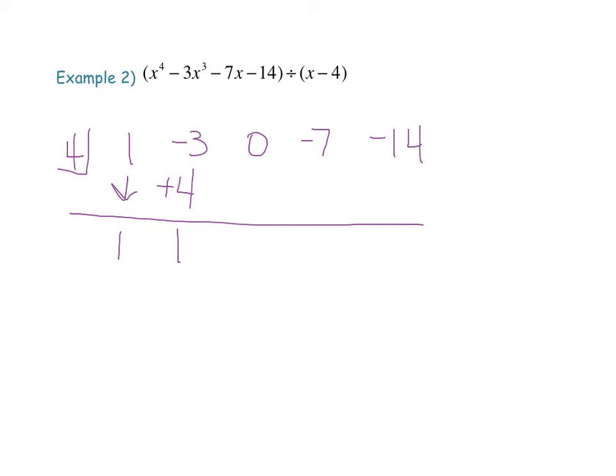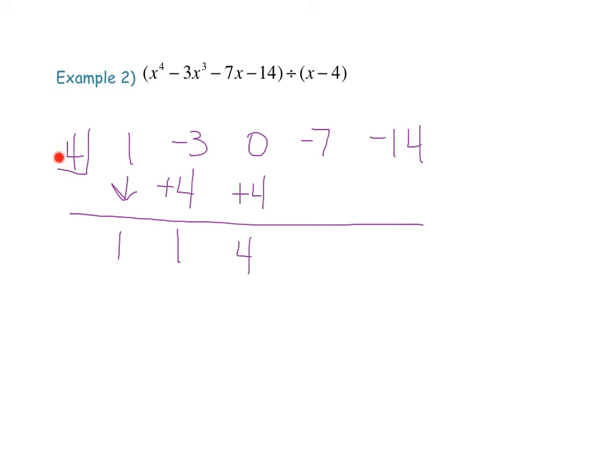So now we're ready to start the process over, but this time we're going to take the number on the shelf and multiply it to this term. So again, we have 4 times 1 is 4. So I'm going to put positive 4. Now we're going to add vertically. 0 plus 4 is positive 4.